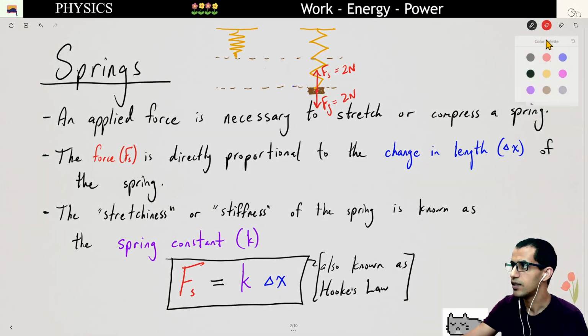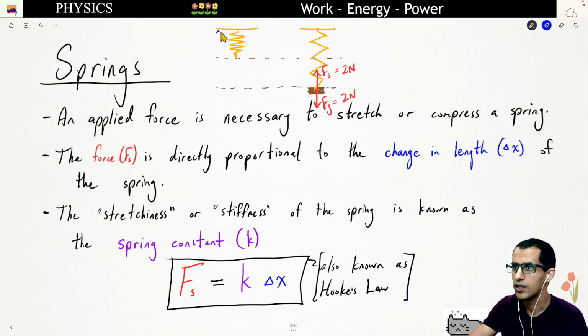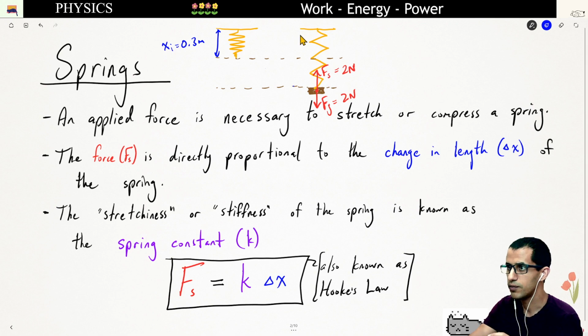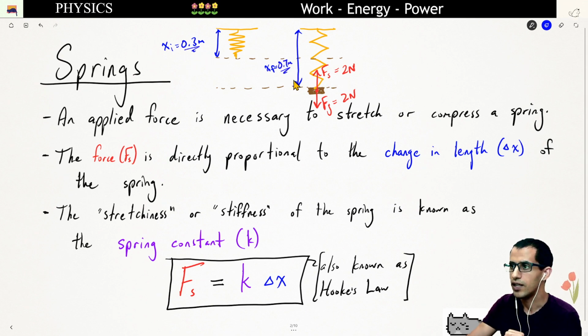So what does that mean? Let's say we start off with this spring with an initial length, xi, of 0.3 meters. We hang the 2 Newton weight from the spring, and the new length of the spring, xf, is 0.7 meters. We don't really care about either of these values. What we care about is the change in length of the spring. So that's this value from here to here. That's delta x, and it's going to be equal to 0.7 minus 0.3, so we get 0.4 meters.